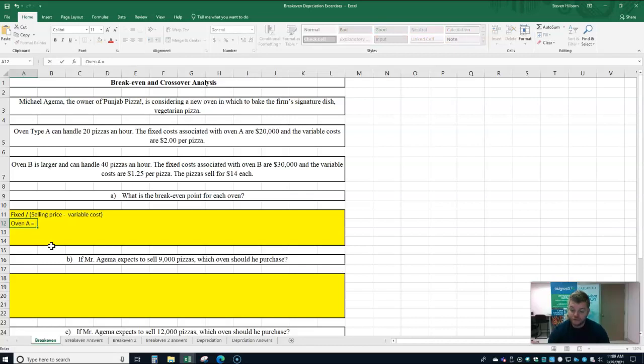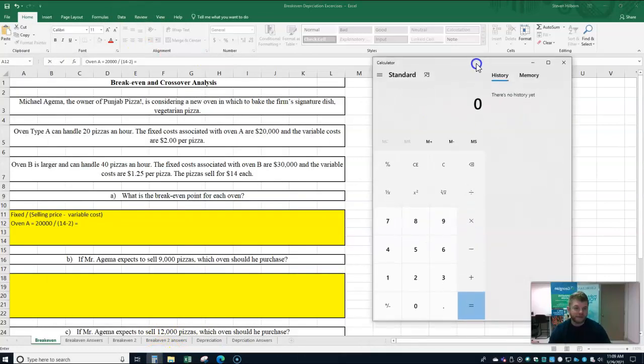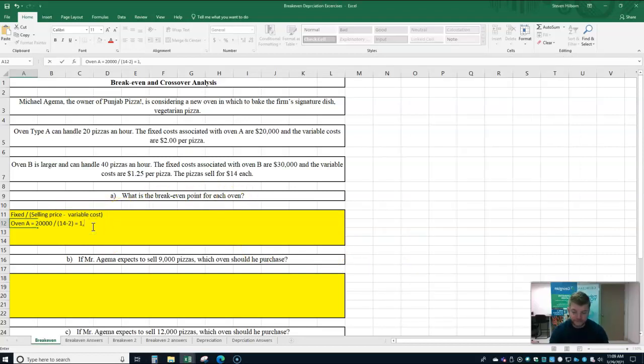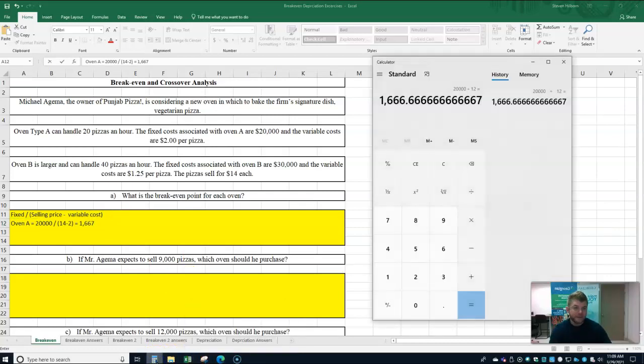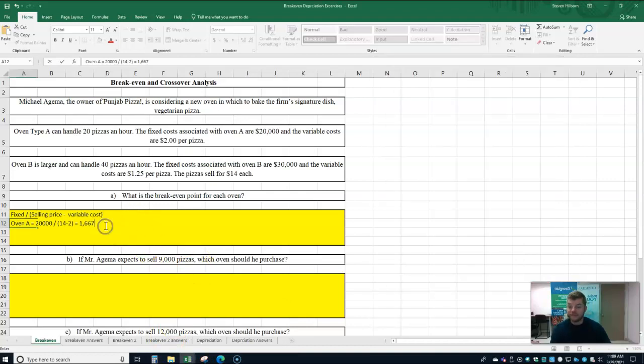It will be $20,000 divided by 14. So $14 is the selling price per pizza regardless of oven, minus $2. So that's our variable. So we want to go ahead and do that math, and I'll just pull my calculator up. So that'll be $20,000 divided by 12, which is 1,667. So that is the amount of pizzas that we had to sell to break even for that particular one.